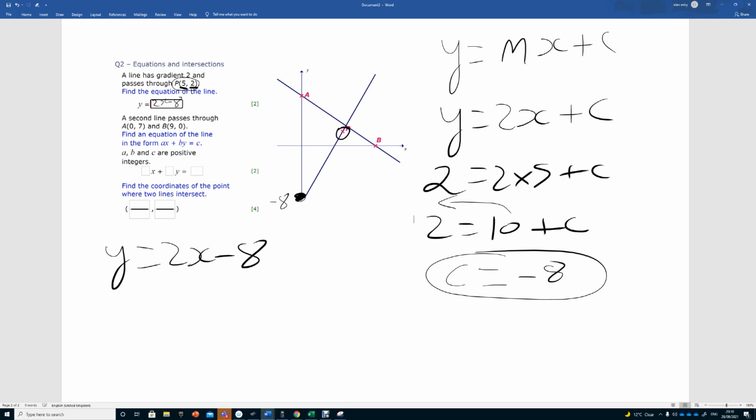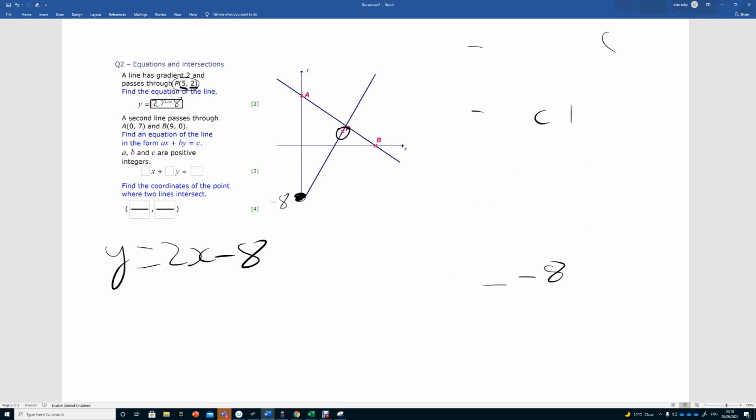And the second line passes through (0, 7) and (9, 0). So I'm just going to delete all that. And then they want us to find an equation of the line. And it's asking for it in a weird form, but we'll just get it in the form y equals mx plus c and then rearrange. So we've got y equals mx plus c, and this c is not to be confused with what they've used as c there.